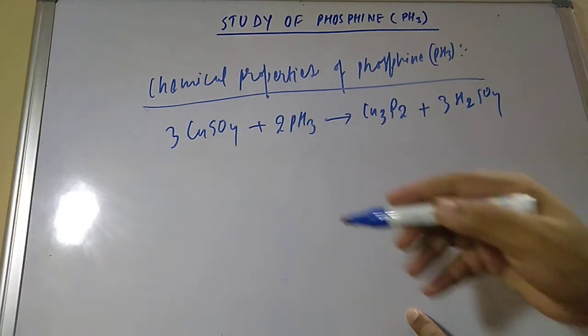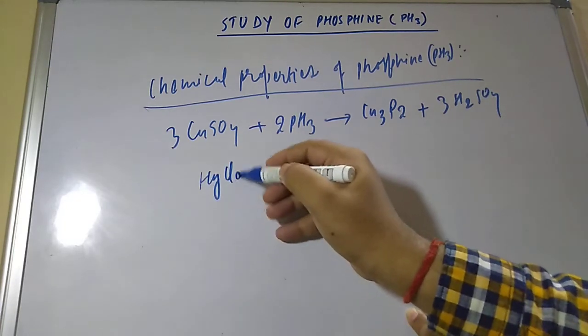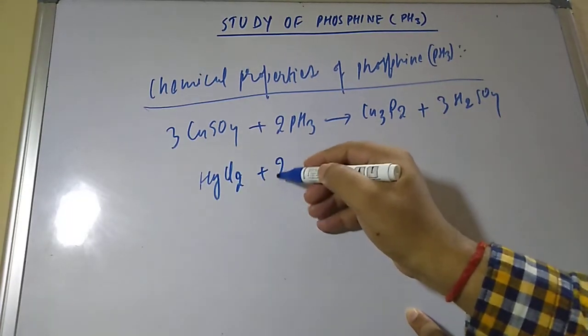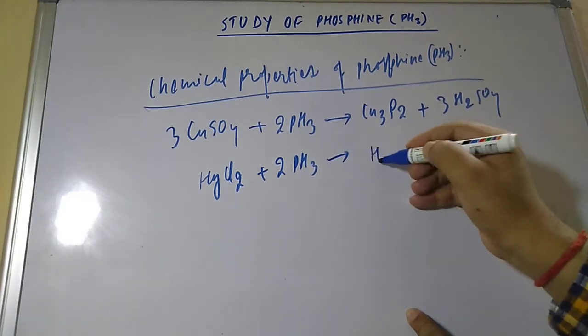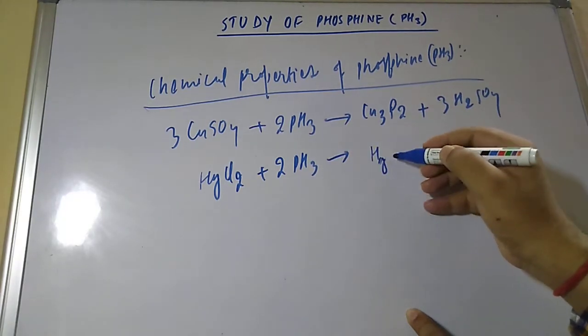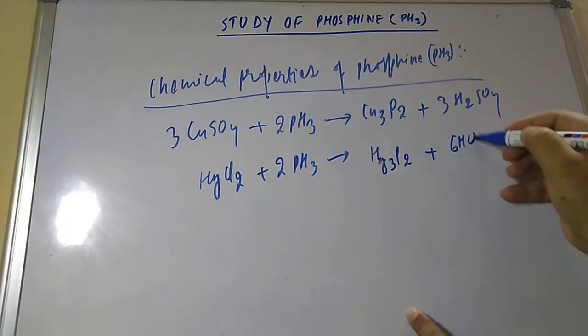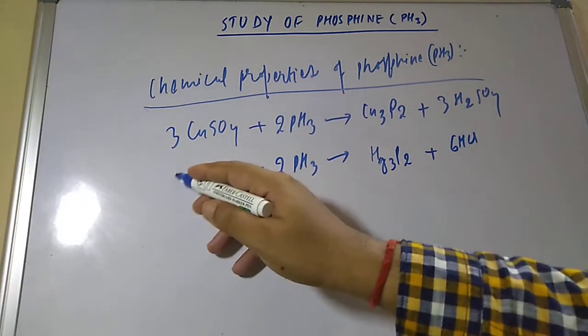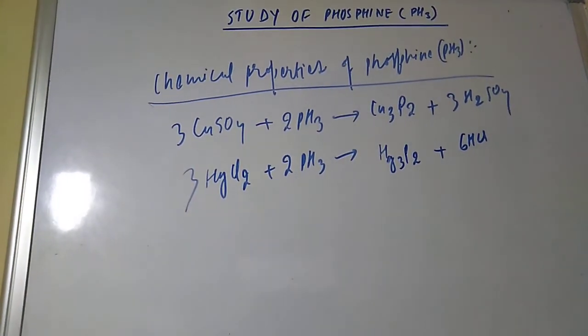What others are there? If mercury chloride, HgCl2, is treated with phosphine PH3, it will give mercuric phosphide, Hg3P2, along with 6HCl. To balance it out, multiply by 3. So this is the reaction with the salt.